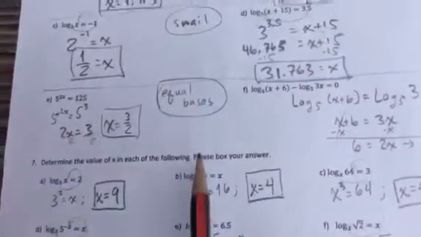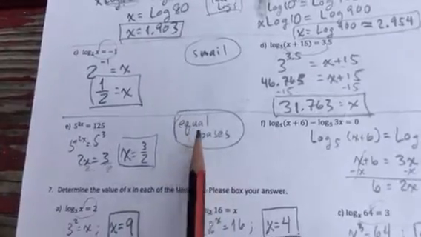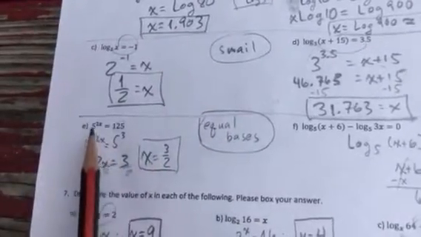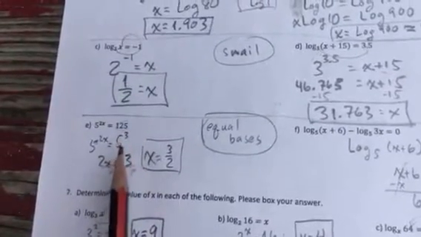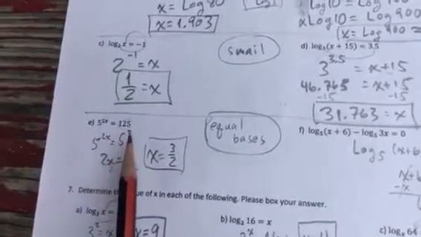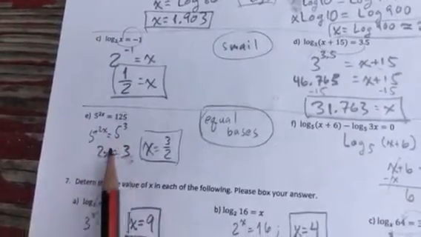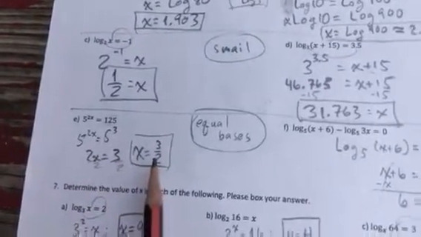So in the third group of problems, we're solving these by rewriting the equations with equal bases, okay? So 5 to the 2x equals 125, which is the same thing as 5 to the third. So I have 5 to the 2x equals 5 to the third, and then once the bases are equal, you just look at the exponents. 2x equals 3, so x is 3/2.